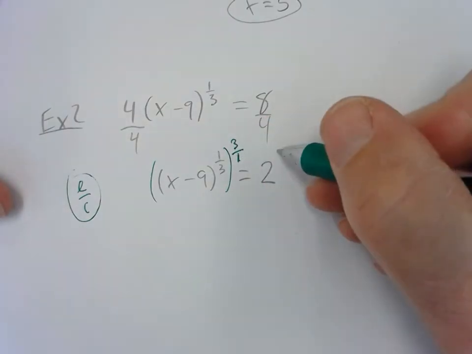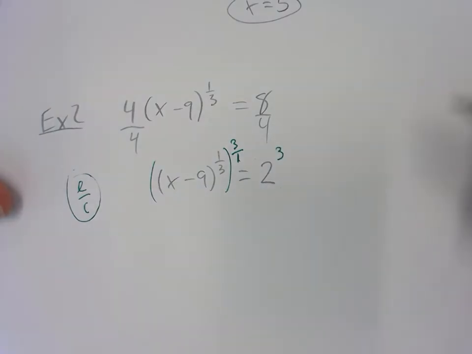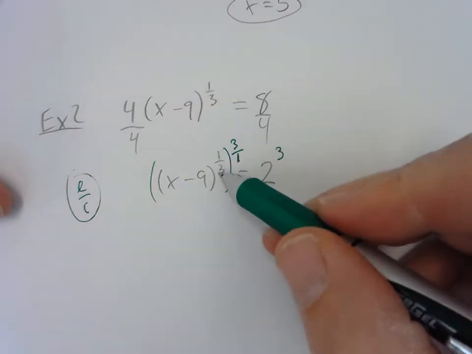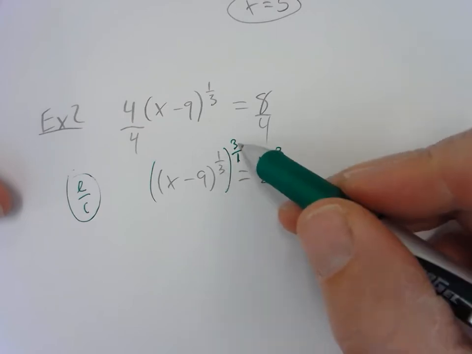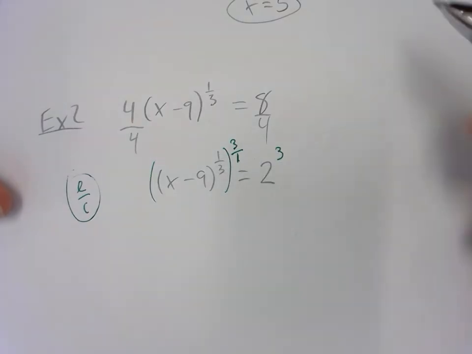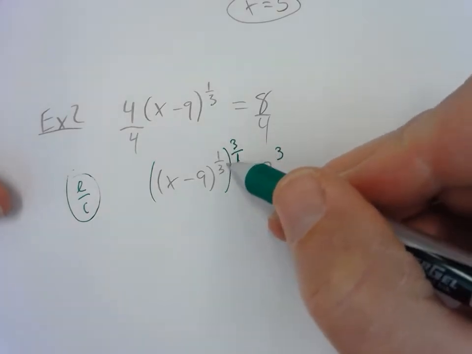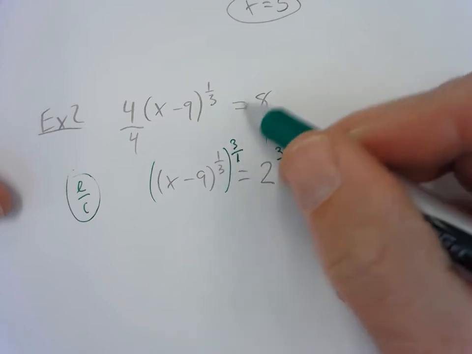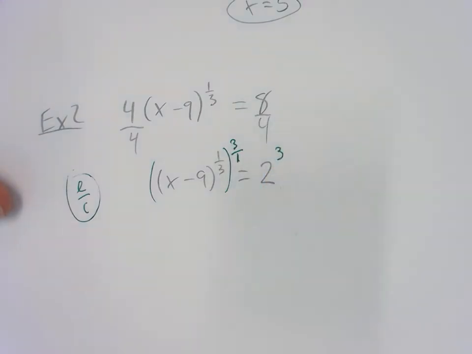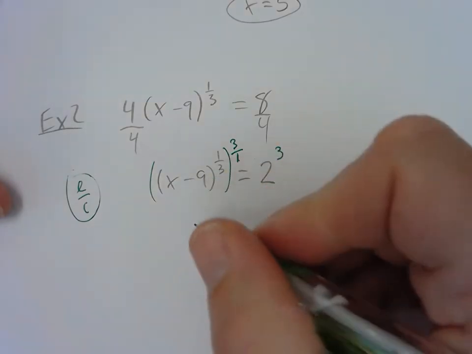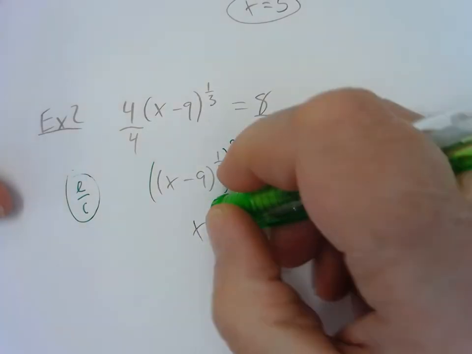So 3/1 would be like cubing each side. So the opposite of the cube root, or the 1/3 power, is to cube each side. So this cancels out because 3 divided by 3 is 1, 1 divided by 1 is 1, so this is all just 1s. And out drops x plus 9. Minus 9, not plus 9.